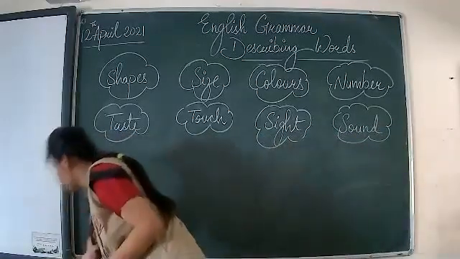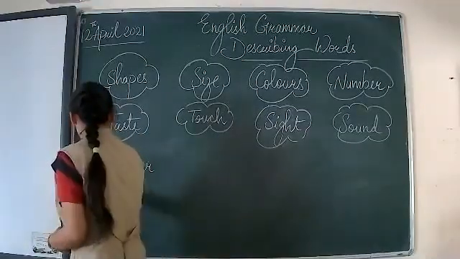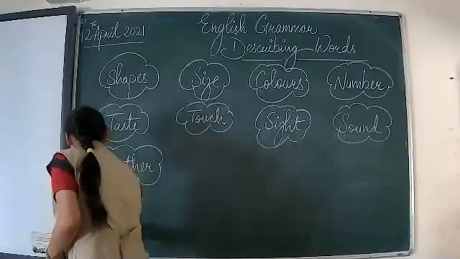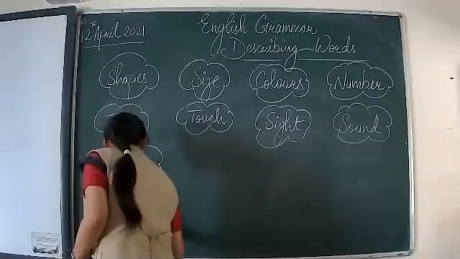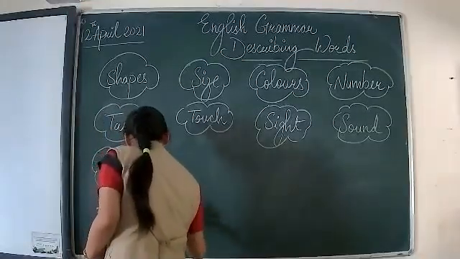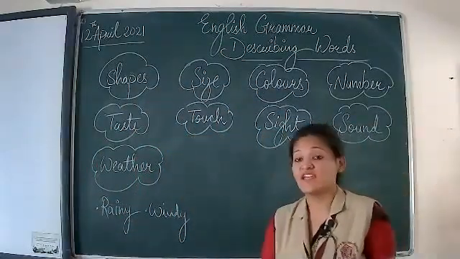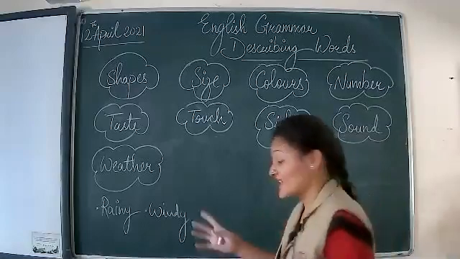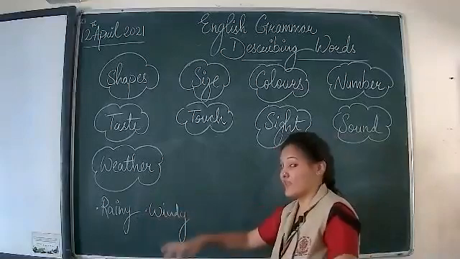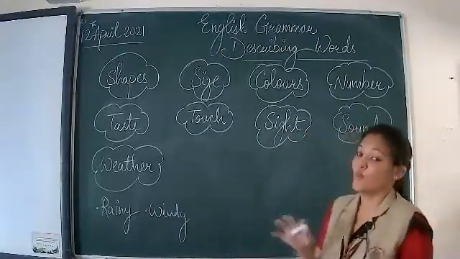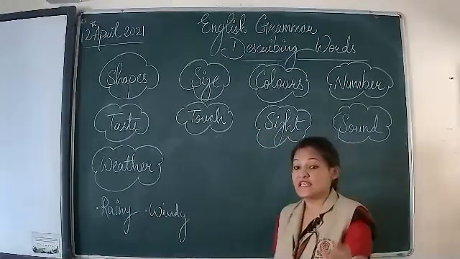Now, what else? Weather. How is the weather today? It can be rainy, windy. Okay. It could be rainy, windy, then foggy, sunny, bright. All these words will fall under the category of the weather, how you are describing weather. So the describing words will be rainy, sunny, bright.